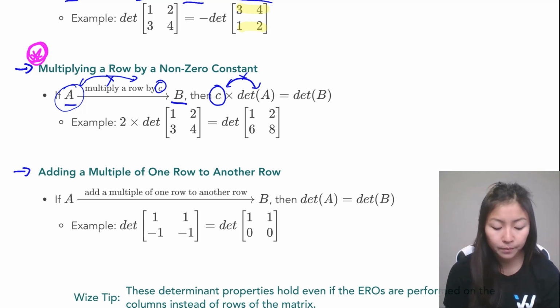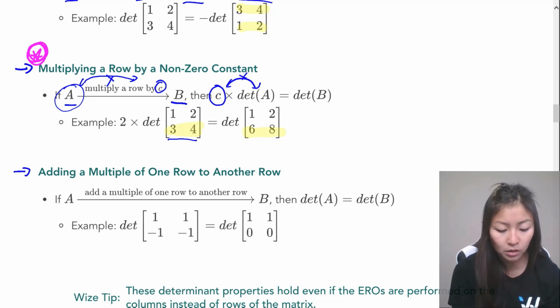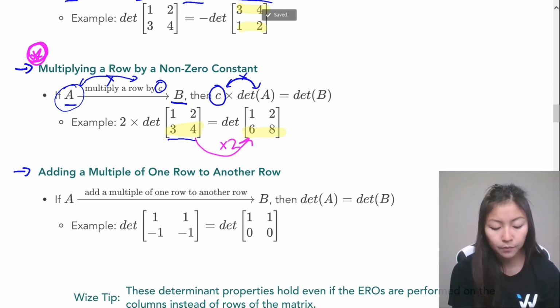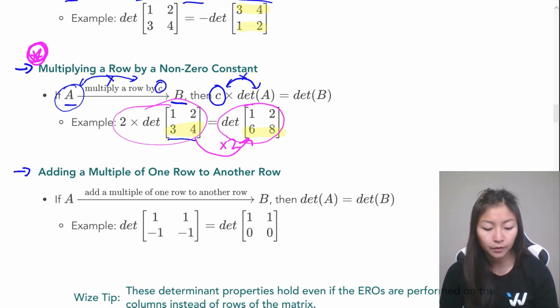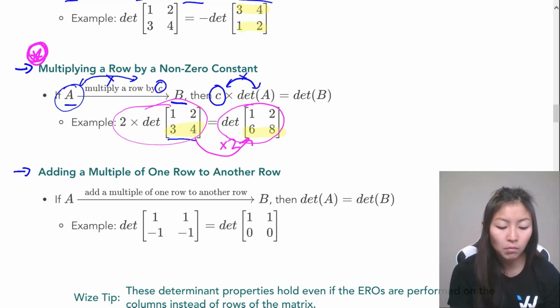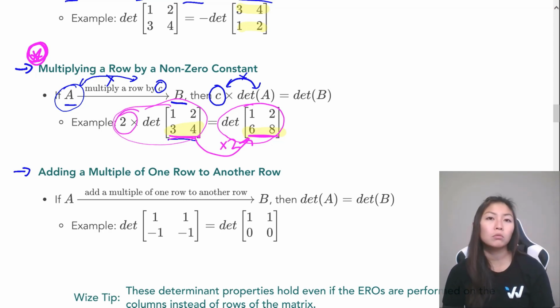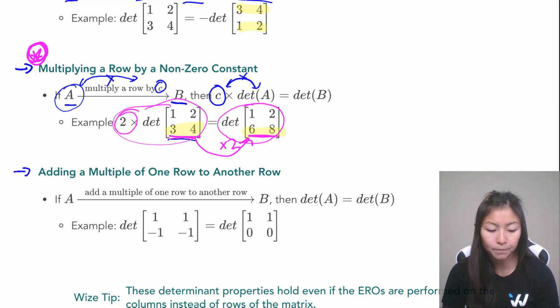So as an example, I started with the matrix 1, 2, 3, 4. If we multiply row 2 by 2, so here notice that 3, 4 became 6, 8. That means I have to multiply the determinant of this smaller matrix by 2 to get the determinant of the bigger numbers in that matrix. Okay, so again, the smaller numbers, 3, 4, became the bigger numbers, 6, 8. So I need to multiply the determinant of these smaller numbers by 2. All right.